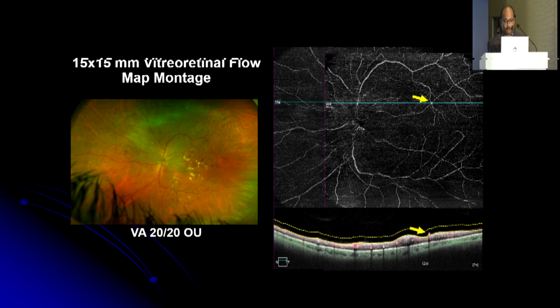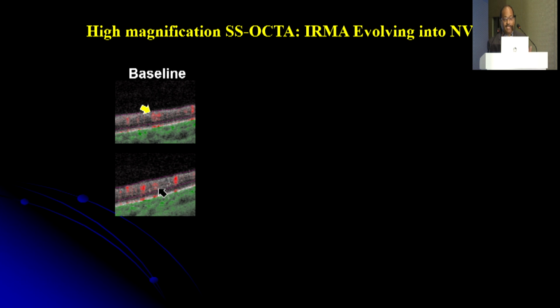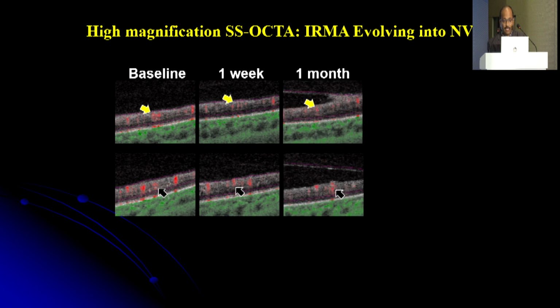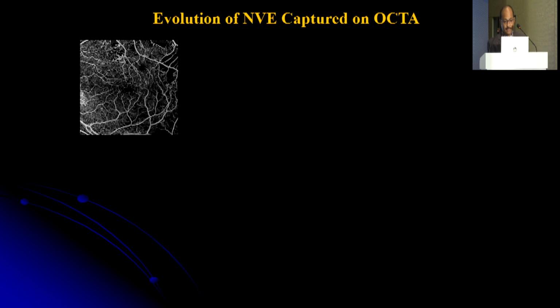So, yeah, just went past. So high magnification SSOCTA helps look at IRMA evolving into neovascularization. So in baseline, you see here, there's some flow density increase at baseline, and that is slowly increasing. At 1 month, you see it's just reaching up to the surface, and at 3 months, you see it's breaking through and forming that neovascularization.